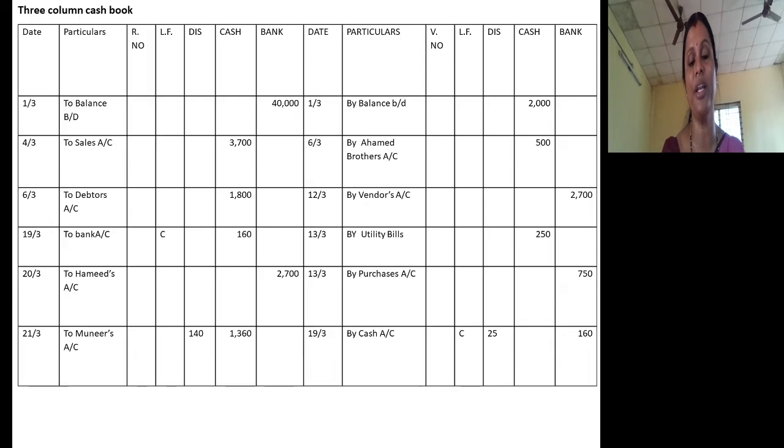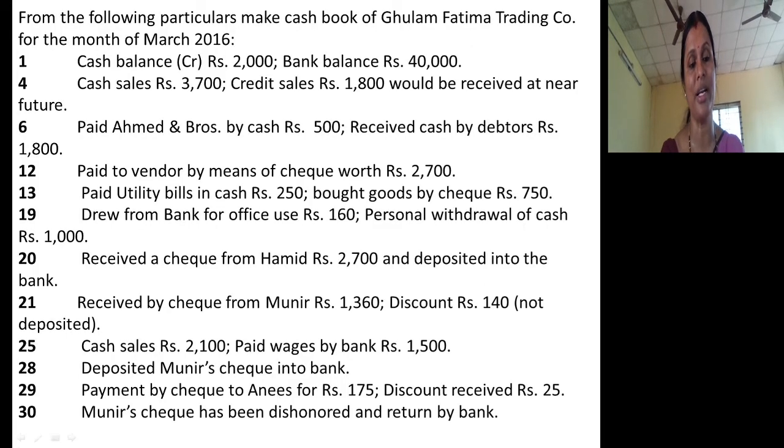You just see how it will be recorded. On 19/3, what's the journal entry? Cash account debit to bank account. So on 19/3, on the debit side of the cash column, 160 I recorded, and reference is given to bank. On the same day on the credit side, 160 I credited to bank, and reference was given to cash. I mentioned whether it is a contra entry or not. As it is a contra entry, I recorded C in the ledger folio column. So this is how to record contra entries.